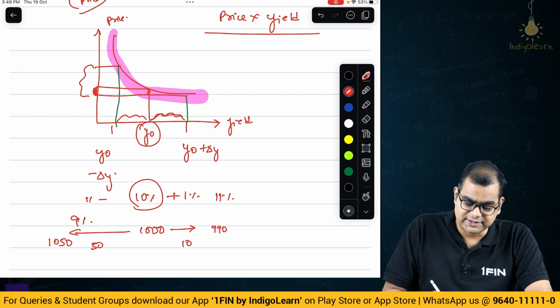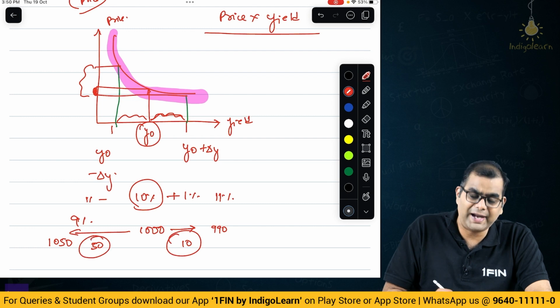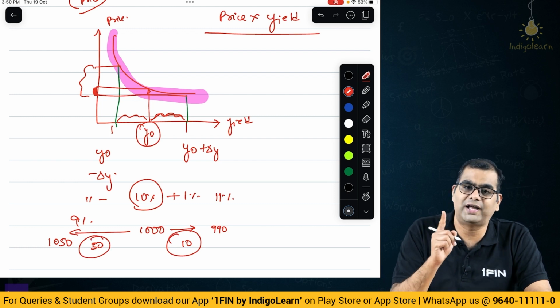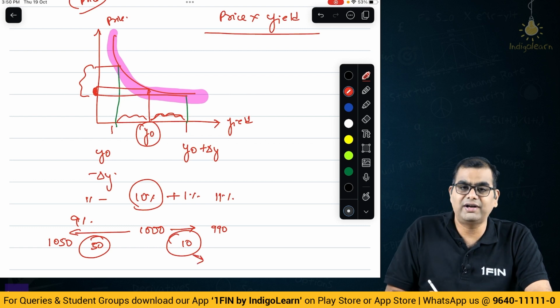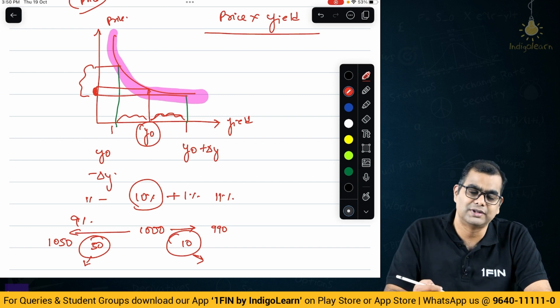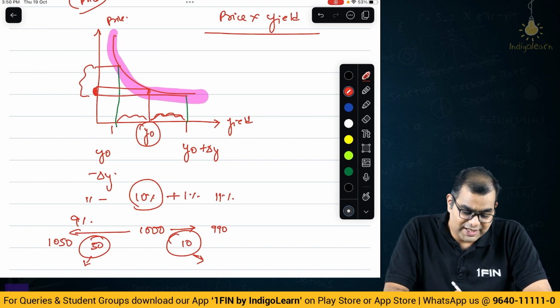But the broad idea is this: for the same change, the impact on the price of the bond is different. Same percentage, same absolute value change in the yield. For the same delta y, if it is plus delta y, the price decreases by 10 rupees. If it is minus delta y, it increases by 50 rupees. So this is the nature of the curve.